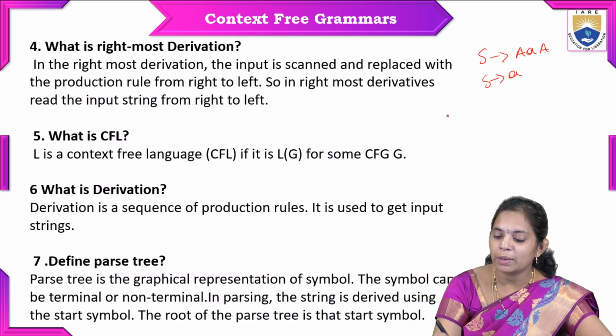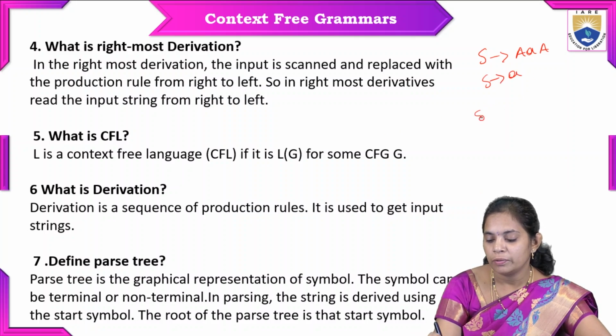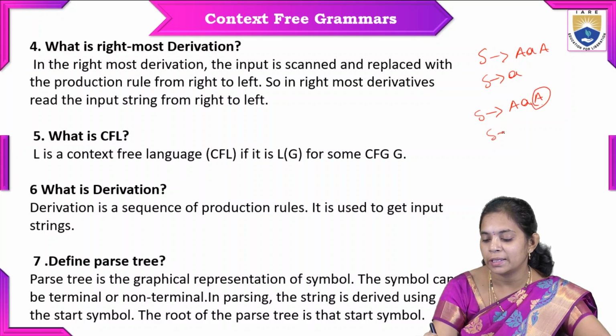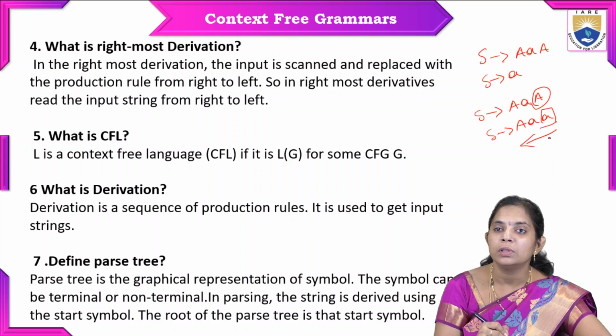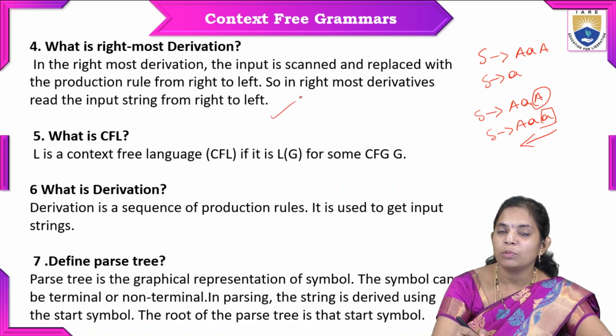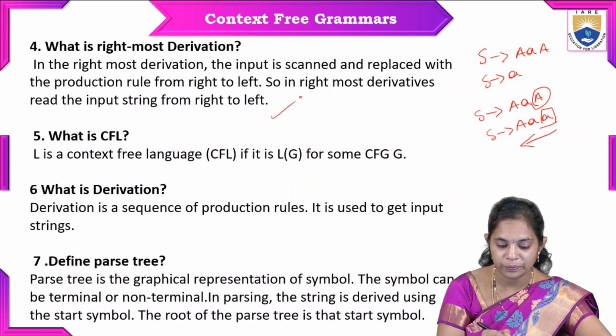Coming to the rightmost derivation, we will start with the start symbol and derive the string. Sorry, the rightmost symbol we are going to replace. That is nothing but S tends to capital A and small a. So this is the right end. From right to left we are going to move. So this is the rightmost derivation.